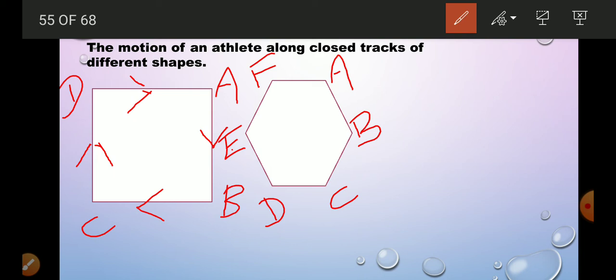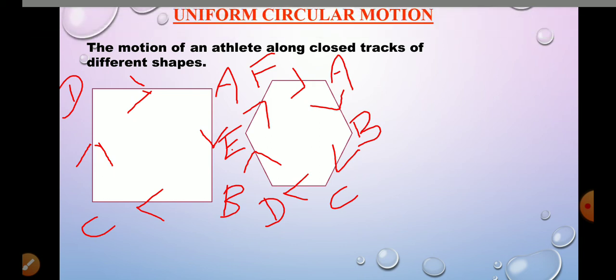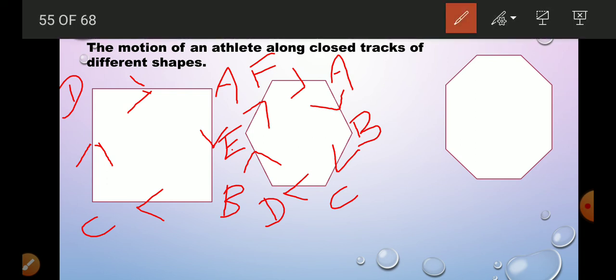So here there is a change in direction. How many times is he going to change his direction? 1 time, 2, 3, 4, 5 and 6. Yes, he is going to change his direction 6 times until he completes one round. In the same way, if you take an 8-sided figure, that is the octagon, here also he has to change 8 times. So 1, 2, 3, 4, 5, 6, 7, 8.